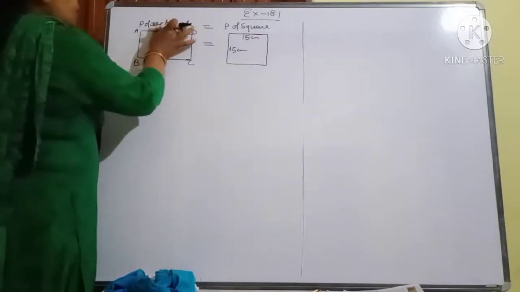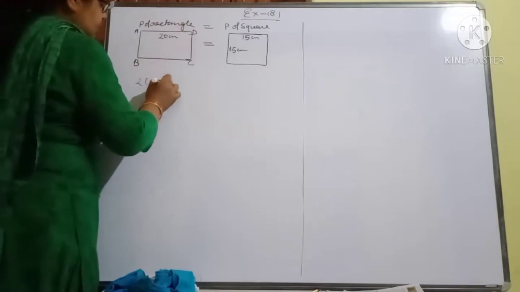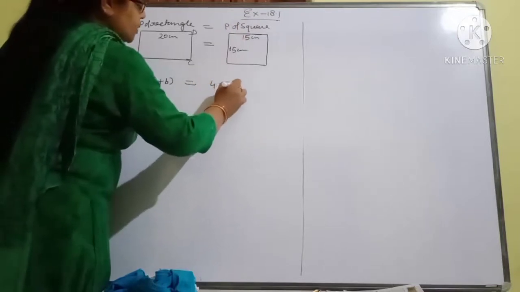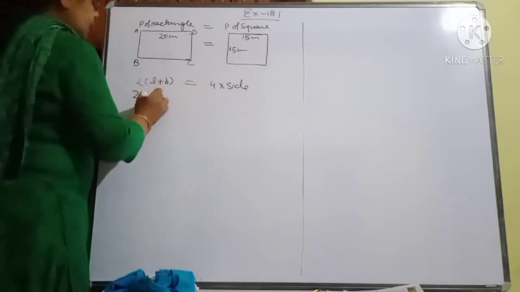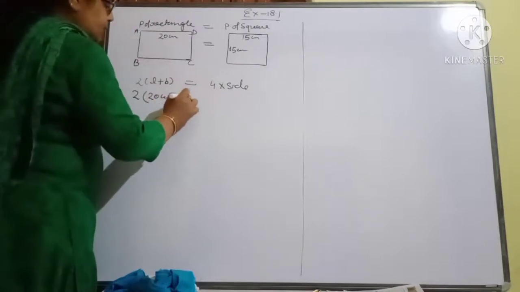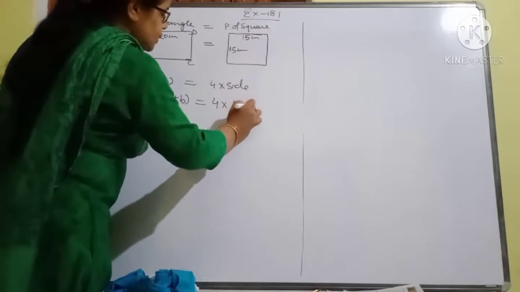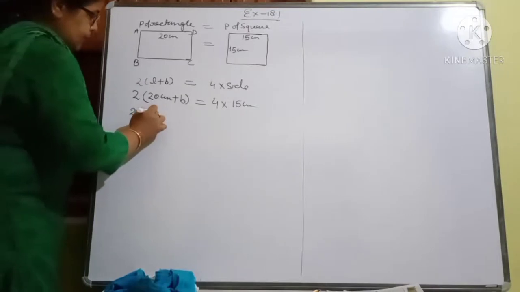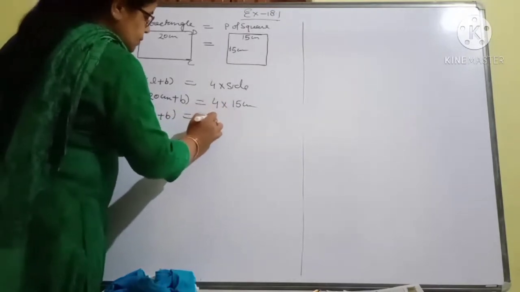Perimeter of rectangle means, what is the formula for perimeter of a rectangle? 2 into length plus breadth is equal to perimeter of square, meaning 4 into side. Length is how much? 20 centimeter, and breadth we don't know. So in place of breadth I am writing B, is equal to 4 into side. Side is 15 centimeter. Now see, 2 into 20 plus B is equal to 4 into 15, that is 60 centimeter.